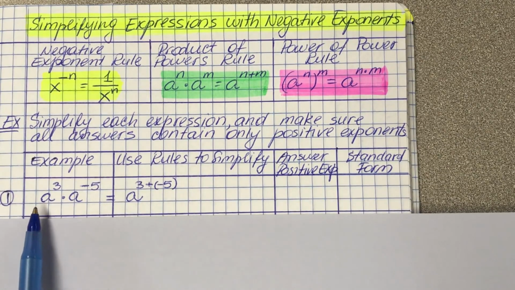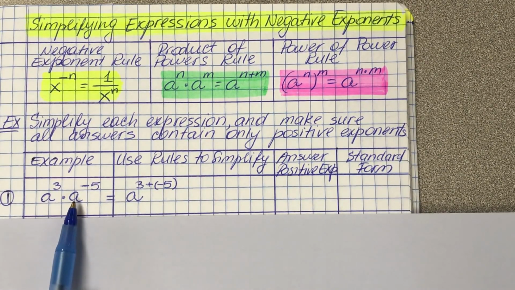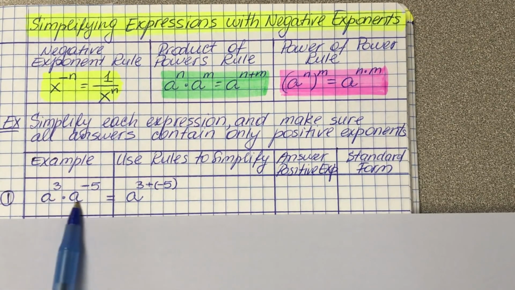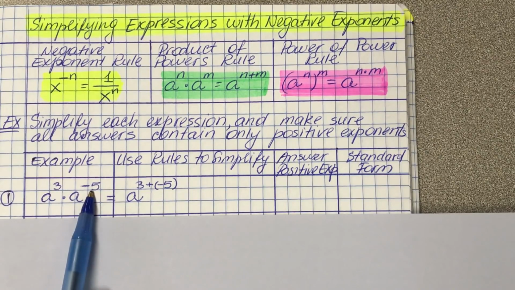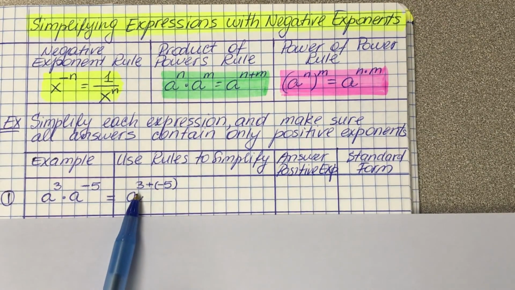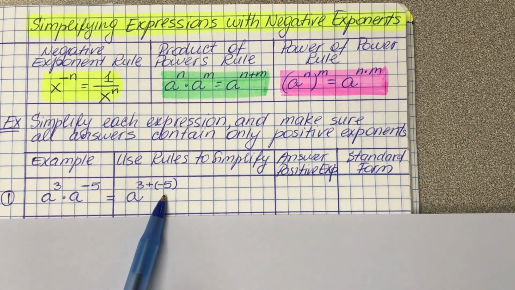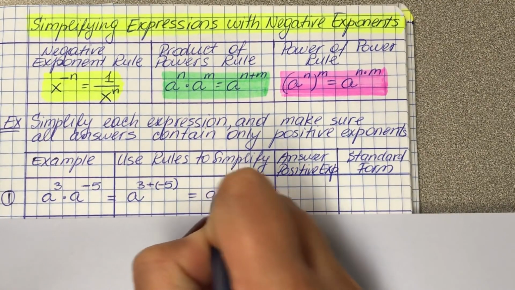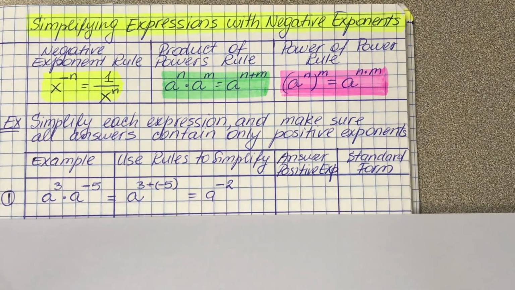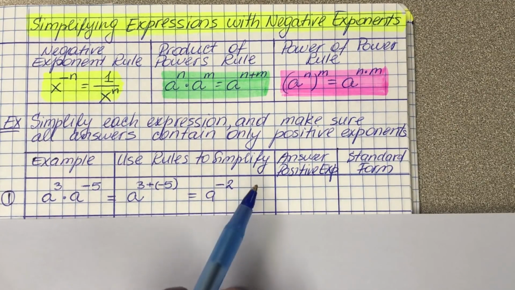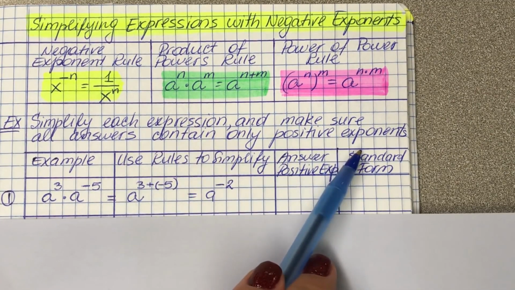So for the first example, I have the base a to the third power multiplied by the base a to the negative fifth. So we have two powers, one with a positive, one with a negative exponent. The product of powers rule says keep the base and add the exponents, so 3 plus negative 5. Using the integer rules, that would be a to the negative 2. 3 plus negative 5 is negative 2.